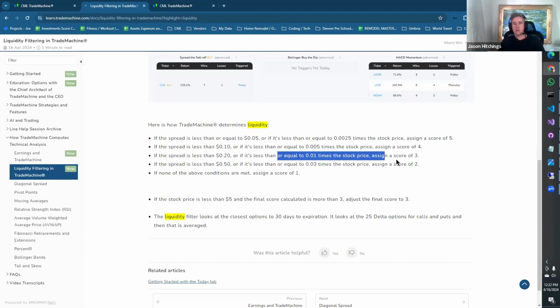So down here, by the time you get to a liquidity score of 3, it means that the width is 1% of the stock price. So on a $100 stock, a dollar wide would give you a score of 3. The score will get better if these rules also apply. If it's a nickel wide or 10 cents wide or 20 cents wide or 50 cents wide, then it will always be at least that good a score of 5, 4, 3, 2. So it's either one of these things, and the better one gives you the better score.